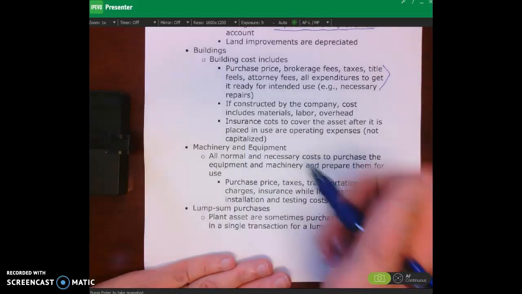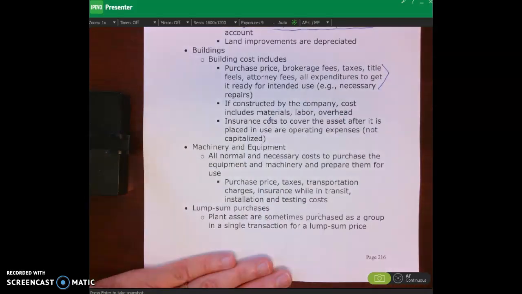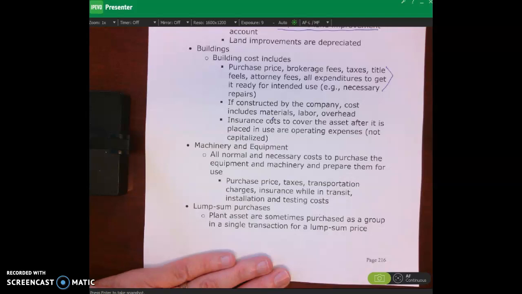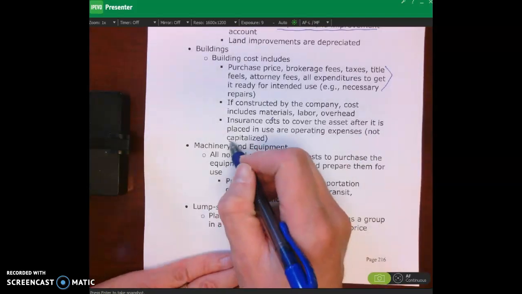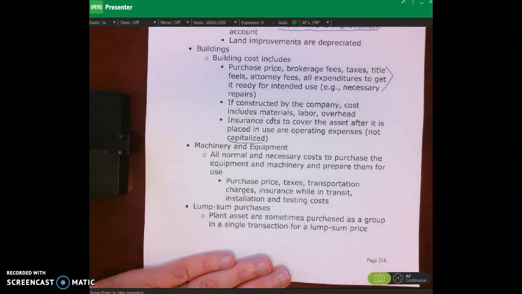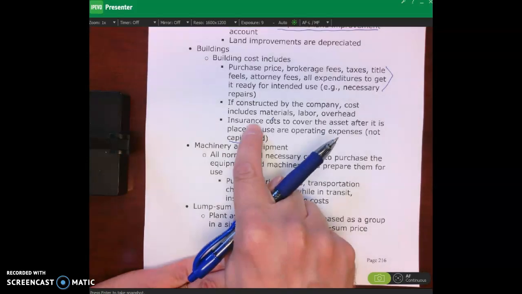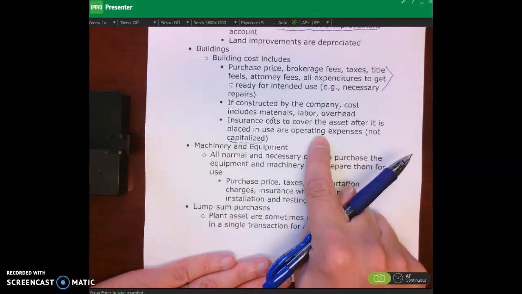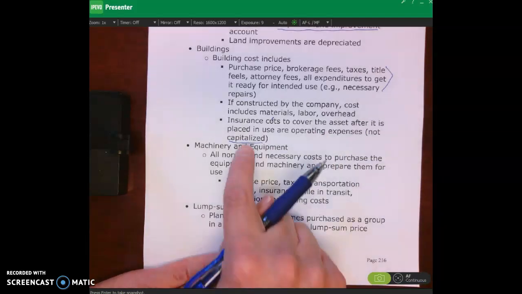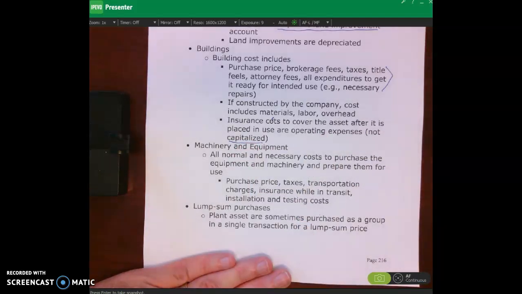Insurance costs to cover the asset after it's placed in use are operating expenses. When I say the word capitalized, that means the cost that's put up on the balance sheet, the debit to buildings. This cannot be included in your debit to buildings. It has to be recognized as an operating expense. It can't be capitalized, which means put up on the balance sheet.